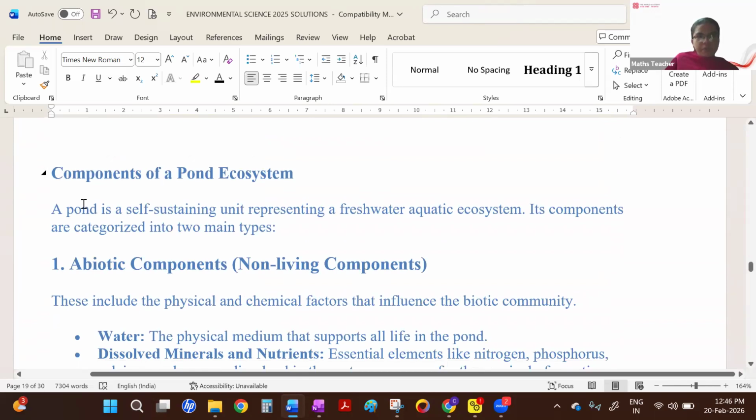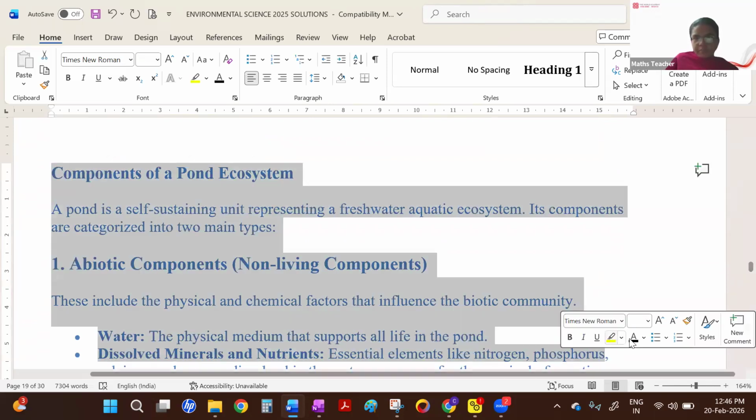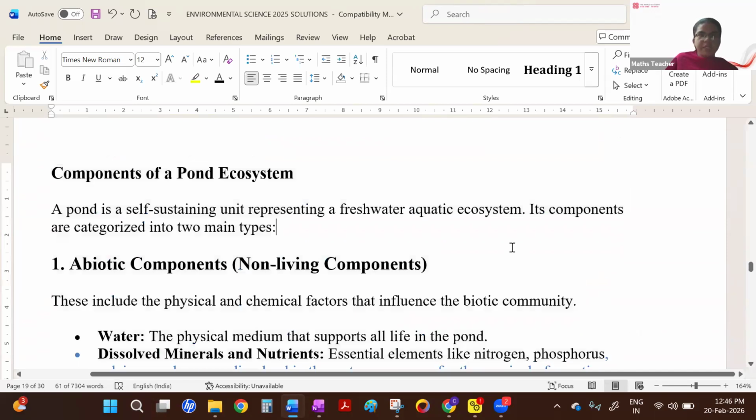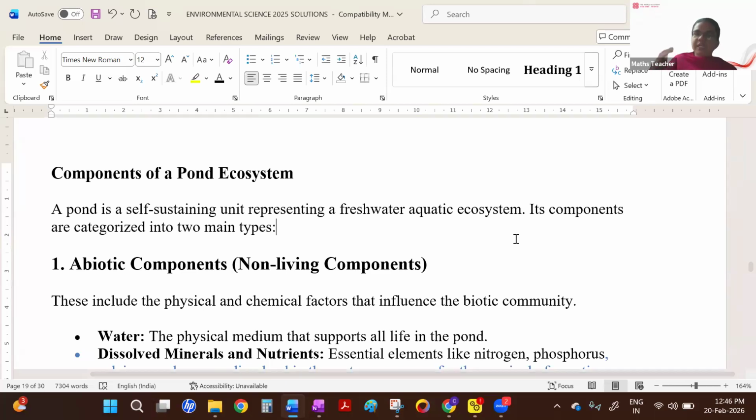Then what are the components of a pond ecosystem? Here the ecosystem that we are considering is a pond ecosystem. So what is a pond? It is a self-sustaining unit. Self-sustaining means nobody has to take care of a natural pond, because it is able to regulate and take care of itself on its own. So that is what we call a self-sustaining unit, representing freshwater aquatic ecosystems.